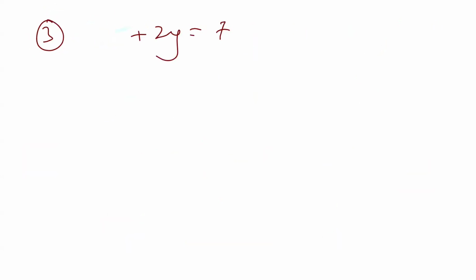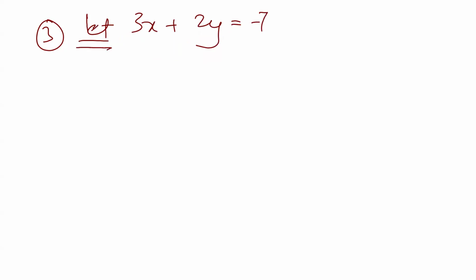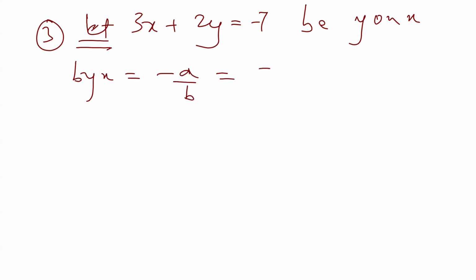Let the first line be y on x. You can also consider it to be x on y because we are assuming it. Let is an assumption. So let this be y on x. So byx is equal to minus a by b, which is the slope. A is the coefficient of x, b is the coefficient of y. So minus 3 by 2.